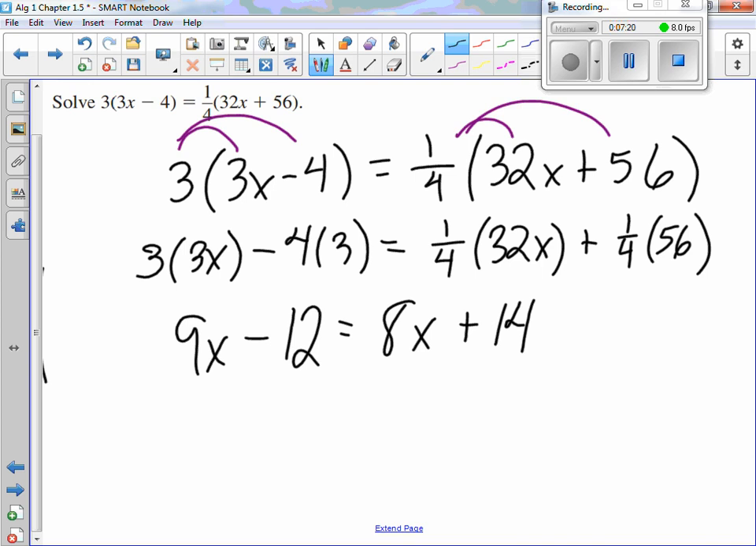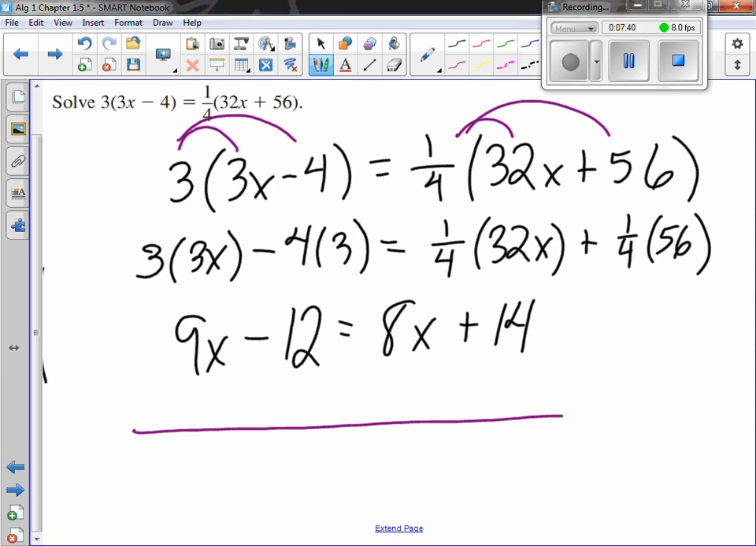Now we need to get the value of x by itself. So let's group x first. We're going to group the x's together. So what are the two ways we can get x on the same side of the equal sign? I can't just combine them because of the equal sign. I have to move it, either with addition or subtraction.